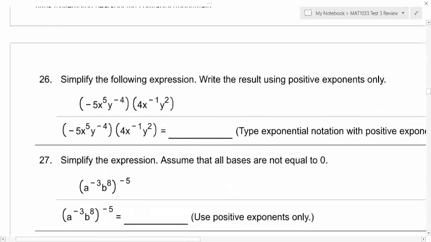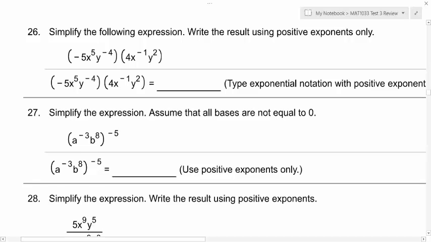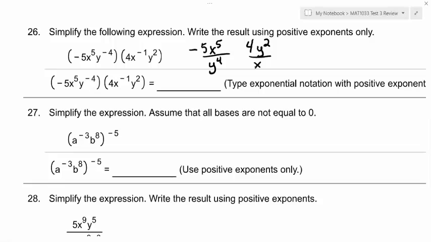Okay, number 26. So I would bring the y and the x to the denominator. Okay. Oh, I'm sorry, the x to the first power, not the x to the fifth. Yes, yes, I understood. Okay. You're good. I think I did it right. Yes. Okay. Then what would you do? I would just go ahead and multiply the 5 by the 4 on the top to get the negative 20.